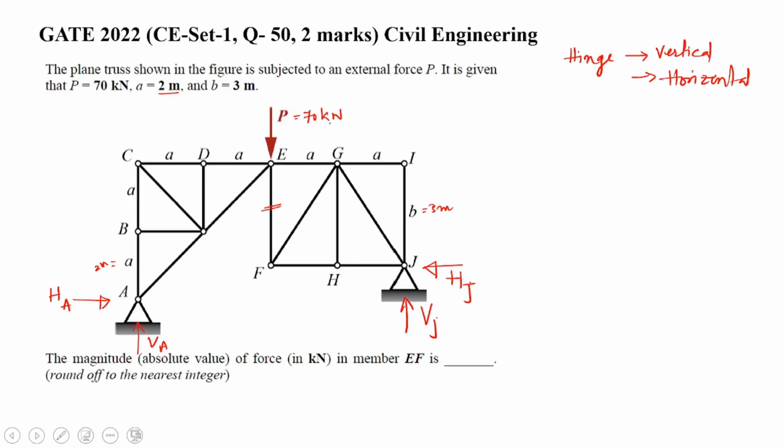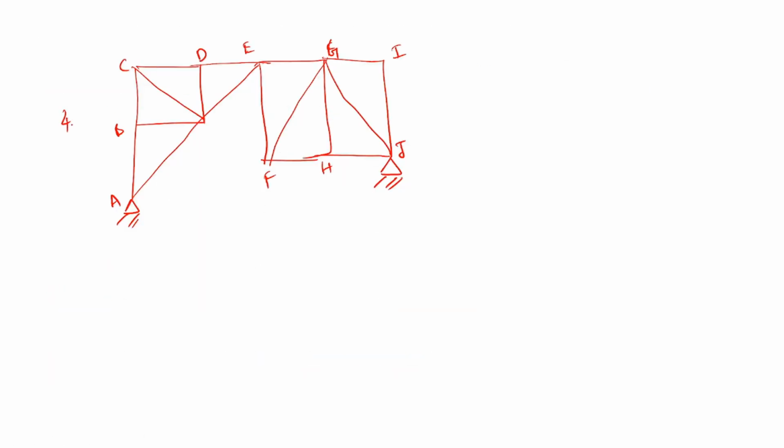Okay. Now this is 4 meters. This height is 4 meters because it is 2, 2, 2, 2, and this is 3 meters. If this is 3 meters, then this will be 1 meter. Fine. Now as we talked, this is VA, this is HA, and this is HJ, and this is VJ.